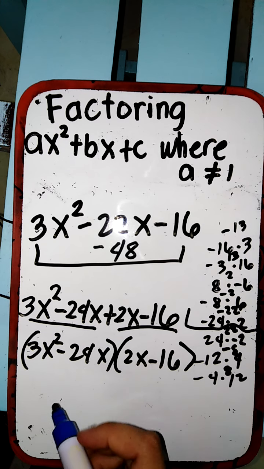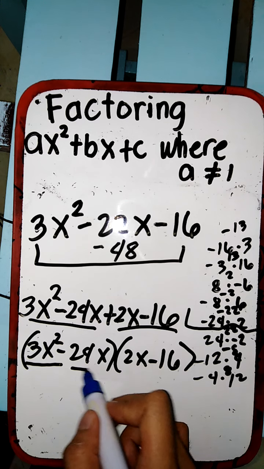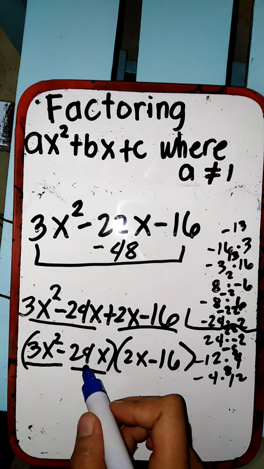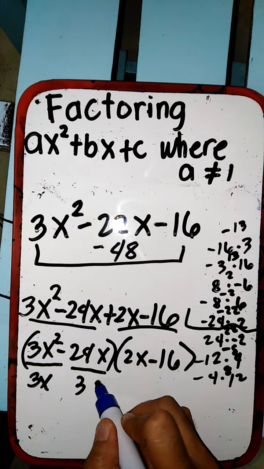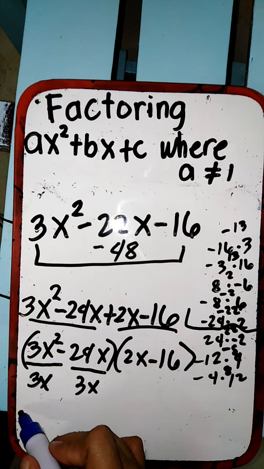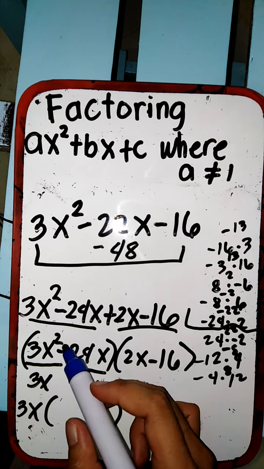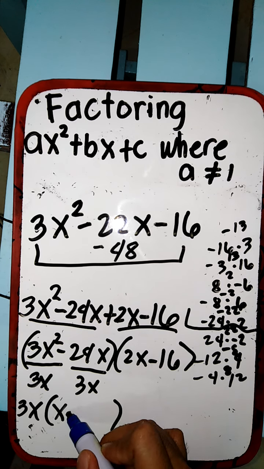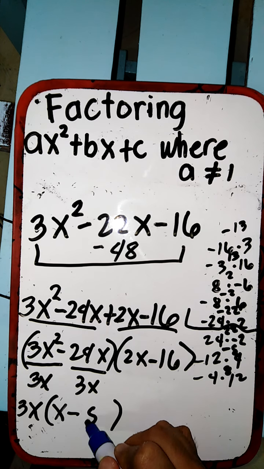Then, we are going to find the common factor of 3x squared and negative 24x. The common factor of 3x squared and negative 24x is 3x, right? So, 3x squared divided by 3x. We put 3x outside the parentheses. So, 3x squared divided by 3x, we have x. Minus 24x divided by 3x is 8.